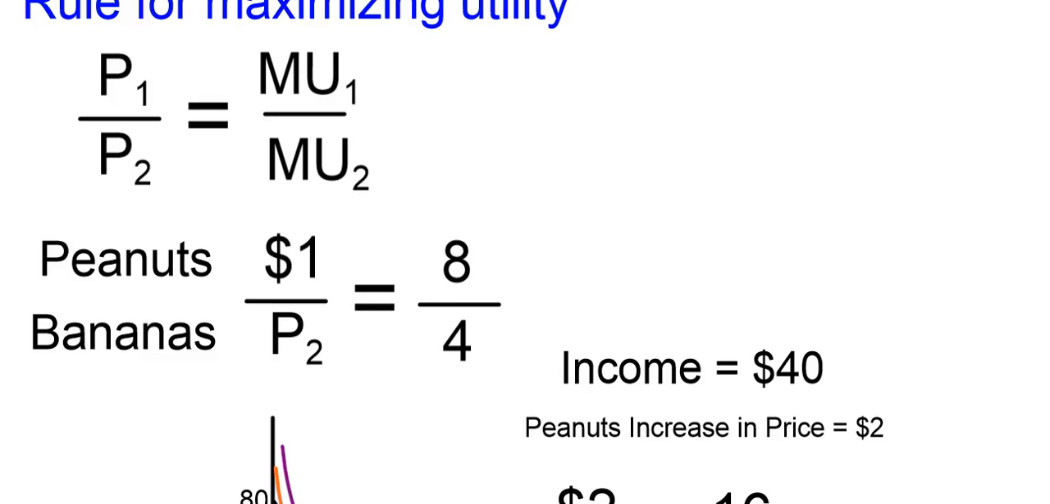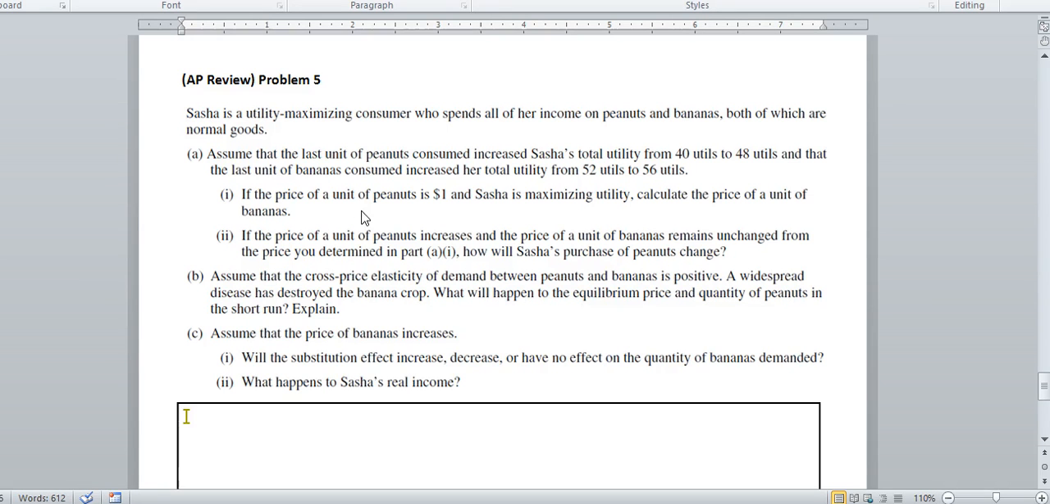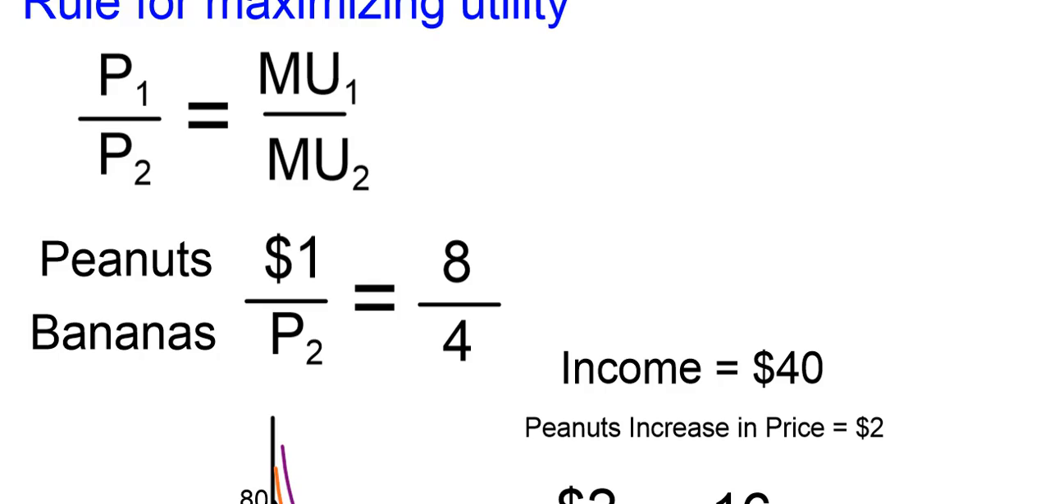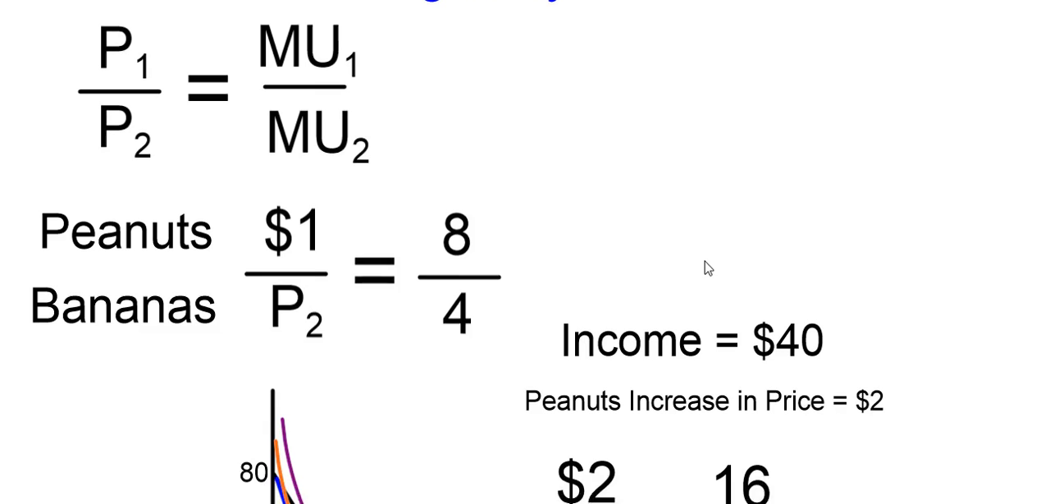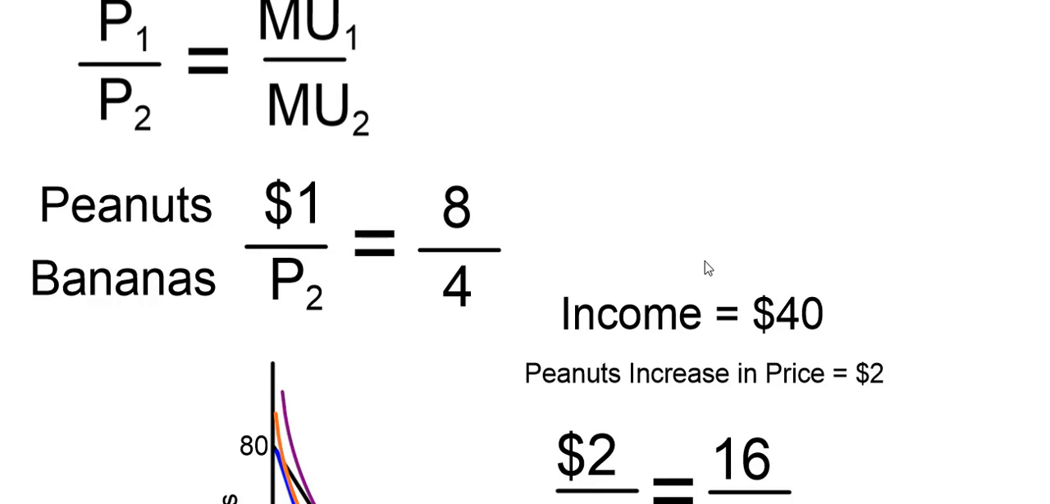Now, the next part of this is asking us what would happen if the price of peanuts increases and the price of bananas remains unchanged. So we can just simply say, well, she's going to purchase less. Sasha, I should say, is going to purchase less peanuts. But let's look at why that is, because I think it's important to really understand how to apply the marginal thinking to this.